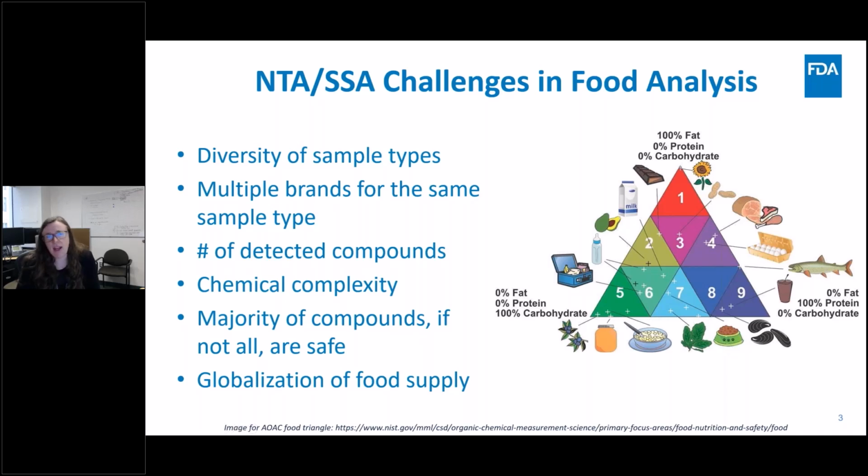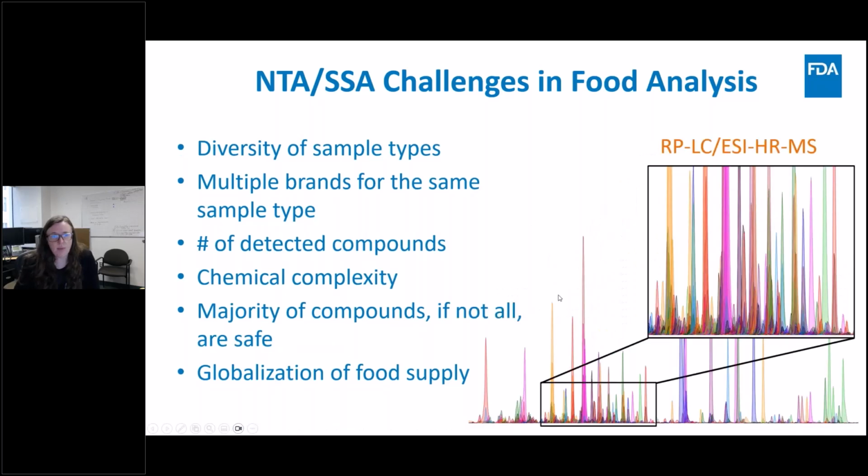On top of that, for any one sample, there might be many different brands. We have done some work in the past proving to ourselves that even if it's the same type of food, but a different brand, they are not chemically the same. And so that can be quite challenging. The number of compounds that we detect is also quite a lot. There tend to be thousands of compounds detected in any given sample.